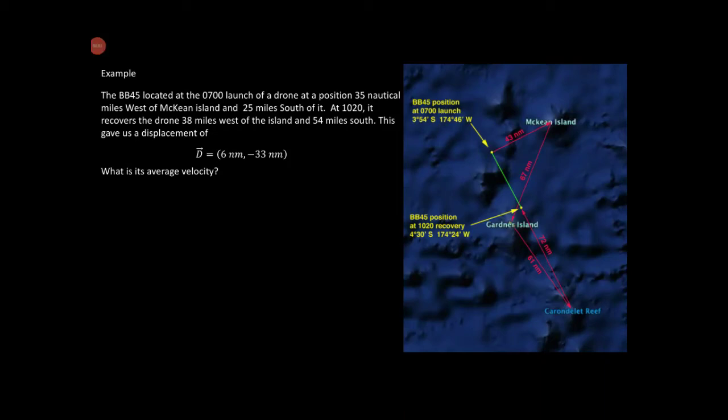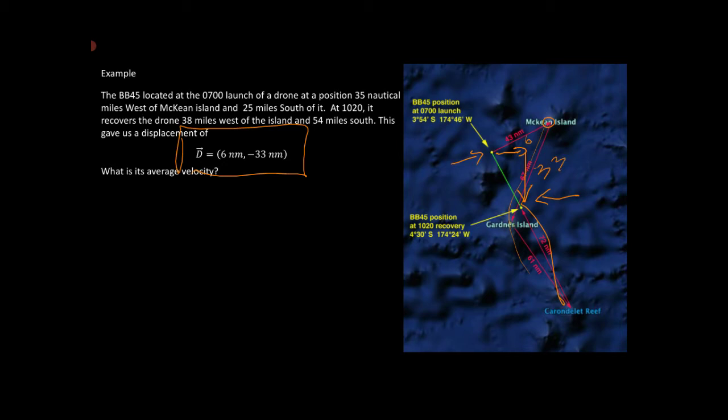Alright, so let's look at this again. We're looking at this ship, the BB-45, which is going to rescue this drone that went out and did whatever it was doing. We found last time that its displacement was 6 nautical miles east, 33 nautical miles south.